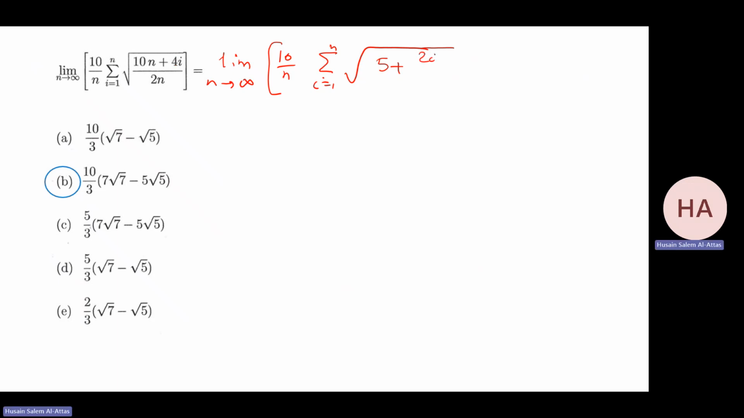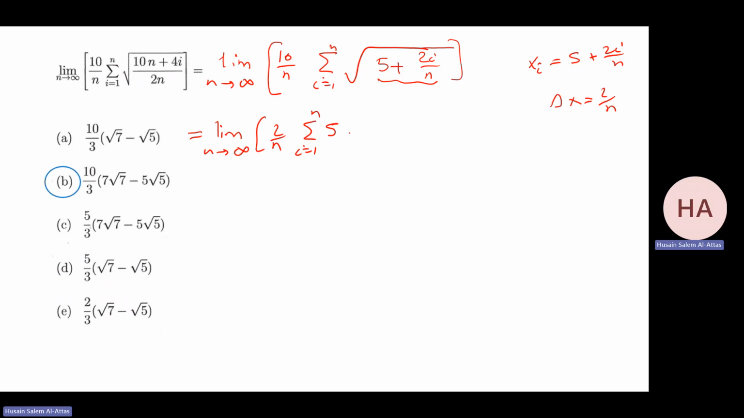2i over n. 2i over n. So I'll take this as xi. So it means my delta x is 2 over n. Okay, so let me rewrite this one. Limit as n goes to infinity of 2 over n, summation i equals 1 to n, 5 square root of xi.